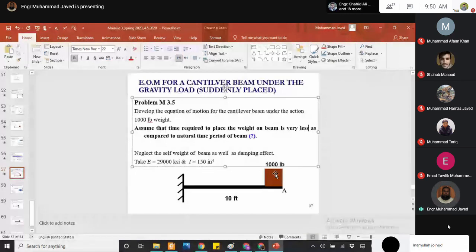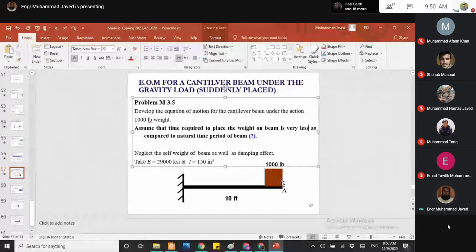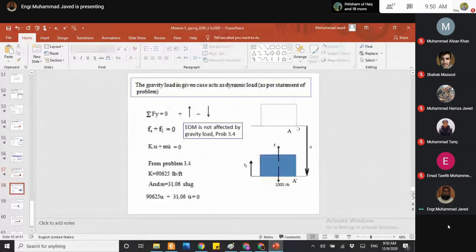तो लिहाजा गिवन प्रॉब्लम में भी यही है कि डेवलप द इक्वेशन ऑफ मोशन when this 1000 pound weight is placed on the beam in a very less amount of time as compared to natural time period. So again we will have to develop the equation of motion.